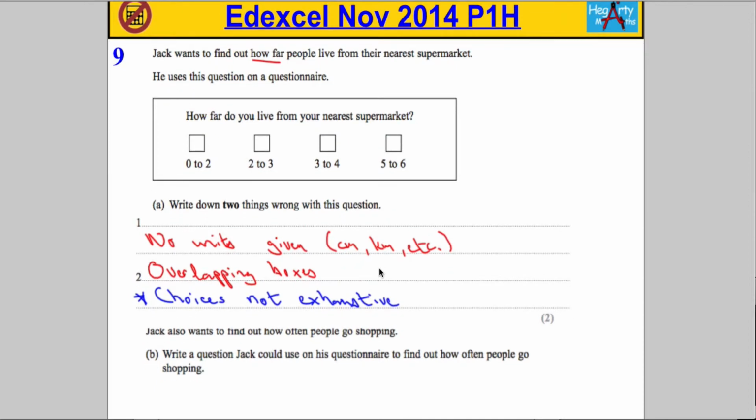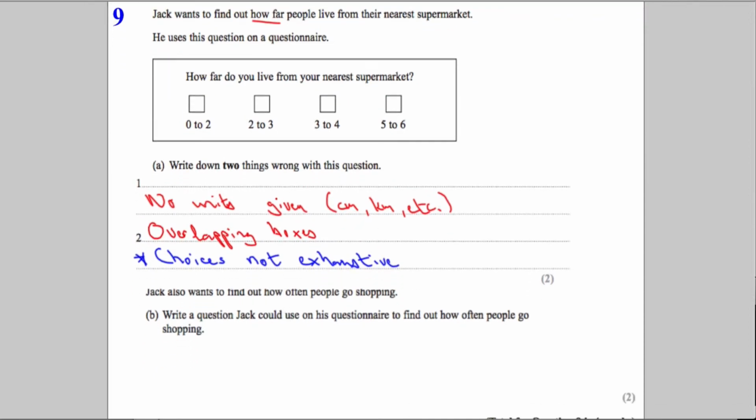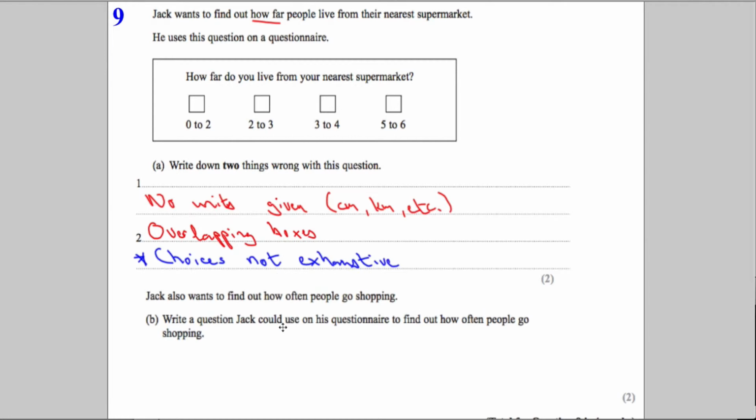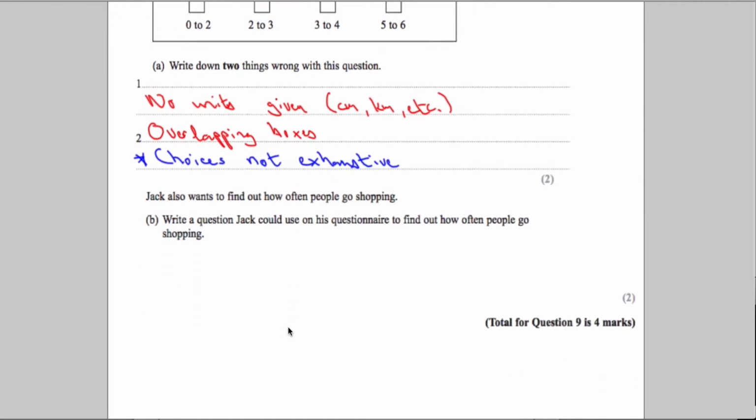Now it says underneath that Jack also wants to find out how often people go shopping. And we're asked to design a question that he could use on his questionnaire to find out how often people go shopping. So fairly straightforward. My question: how many times per week do you go shopping?